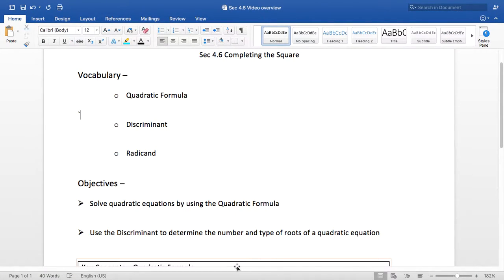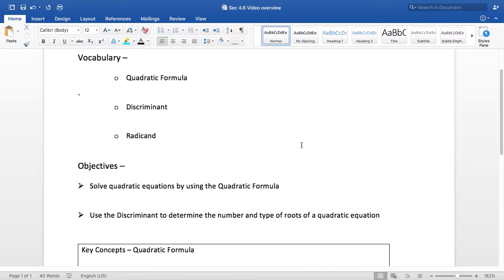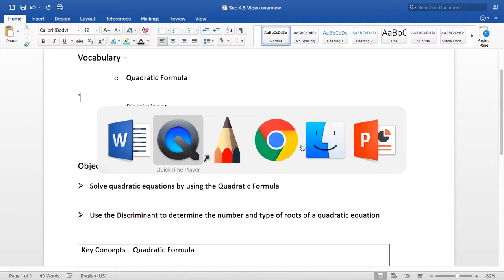Okay, this is section 4.6, completing the square. Actually, the quadratic formula and the discriminant. All right, so the vocabulary we need to be familiar with is the quadratic formula, the discriminant, and the radicand. Our objectives are to solve quadratic equations by using the quadratic formula, and to use the discriminant to determine the number and types of roots of a quadratic equation.